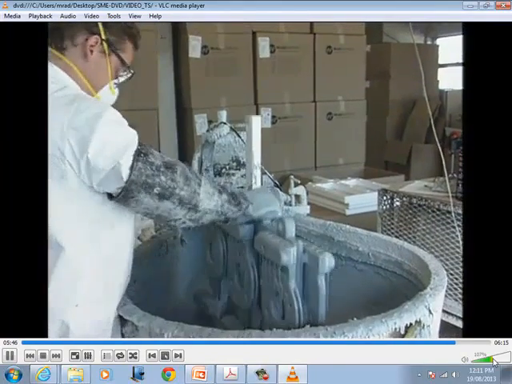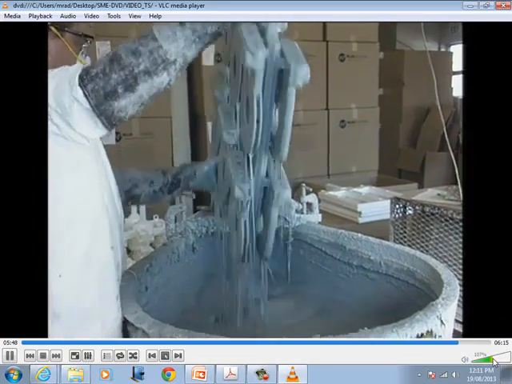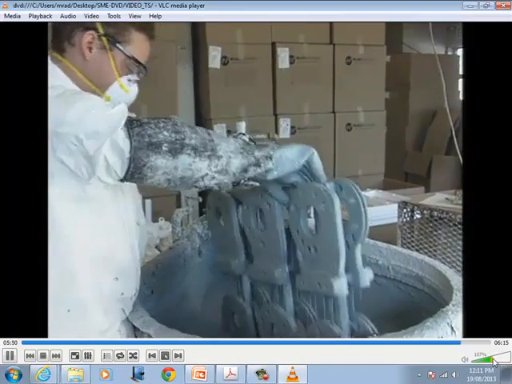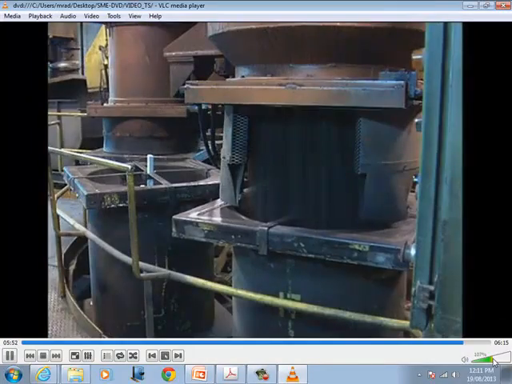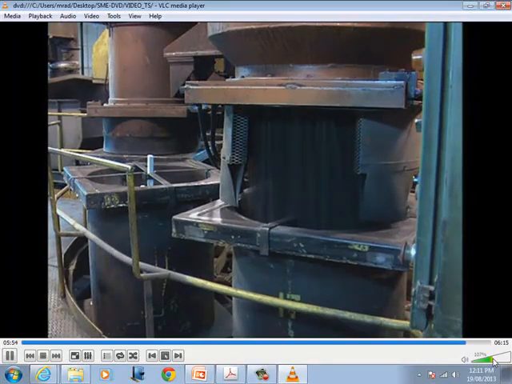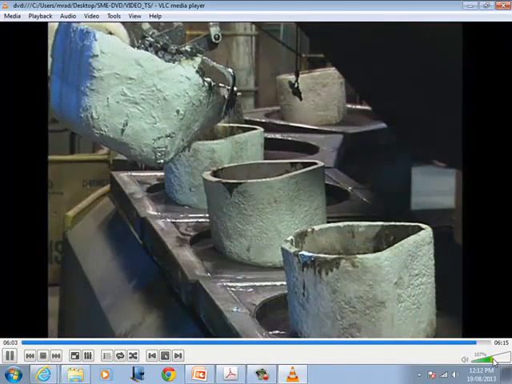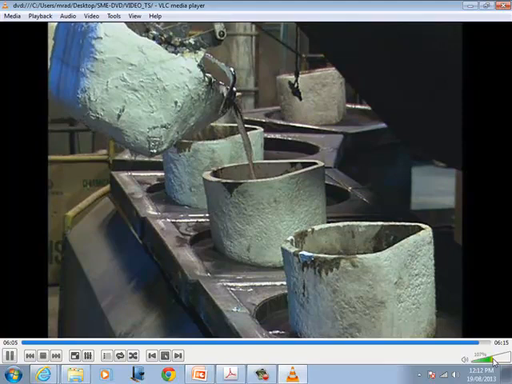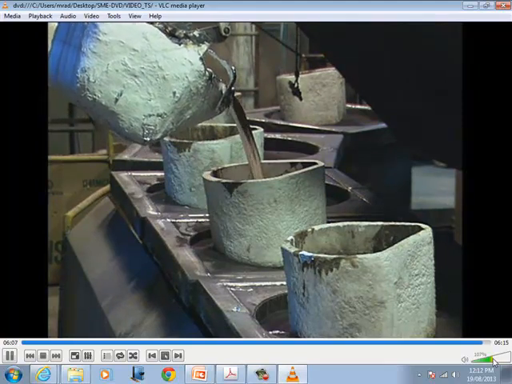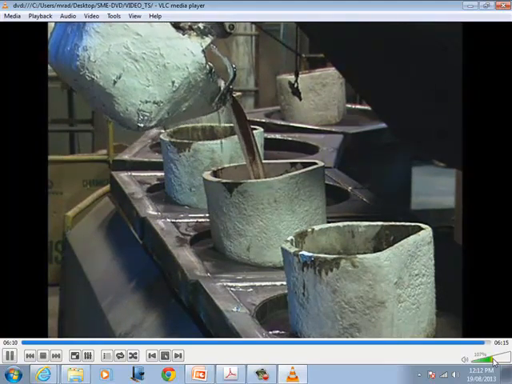The pattern is coated with a thin, high heat-resistant coating, usually silica. Once the coating is dry, the pattern is placed in a flask and surrounded by sand, which is vibrated for compaction against the pattern. Casting then proceeds with the poured metal evaporating the polystyrene foam and filling the cavity formed by the pattern.